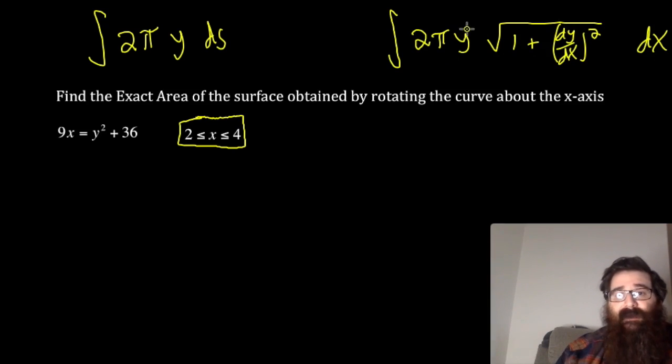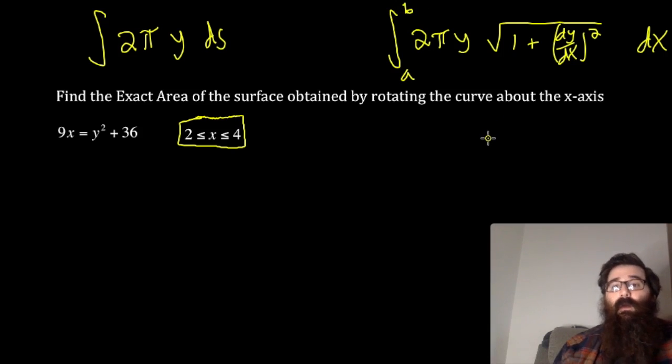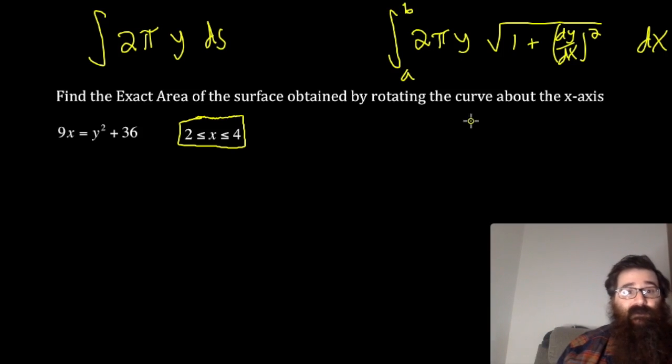And we'll talk about what has to happen then with y, and then some generic bounds, because it should be a bounded integral. Okay, so we've already done a lot of work without even really looking at the contenders here. I want to find the exact area of the surface obtained by rotating the curve 9x equals y squared plus 36, from 2 to 4 in the x direction, about the x-axis.